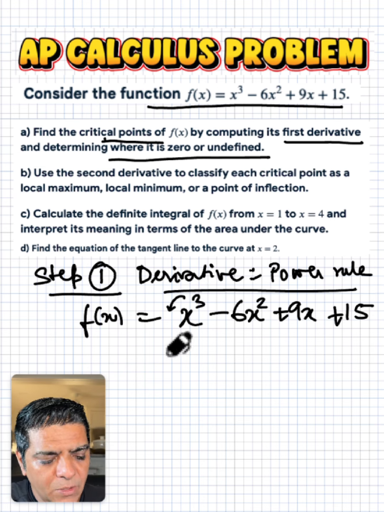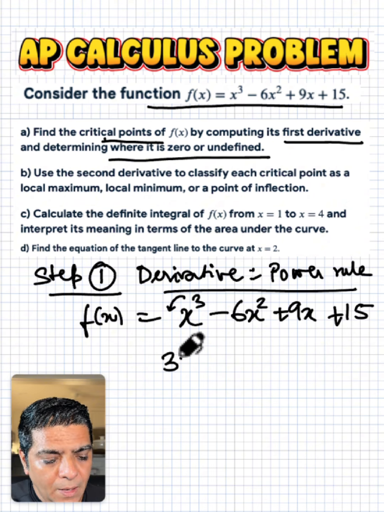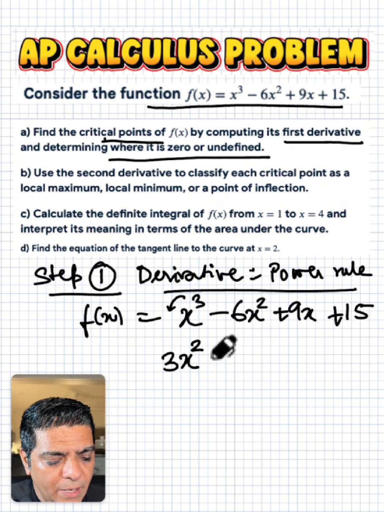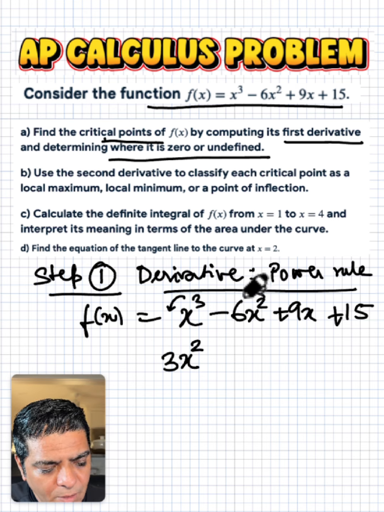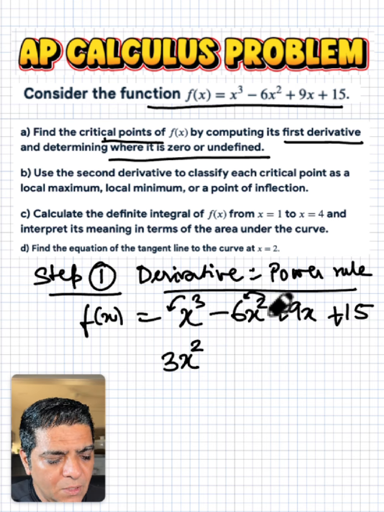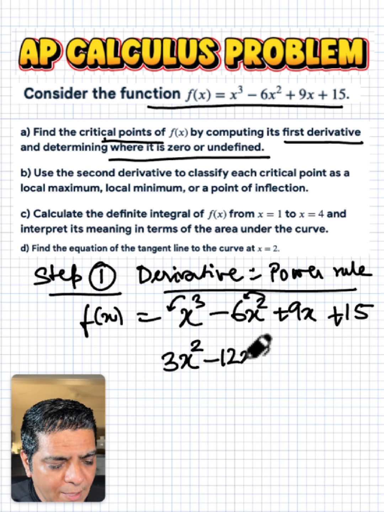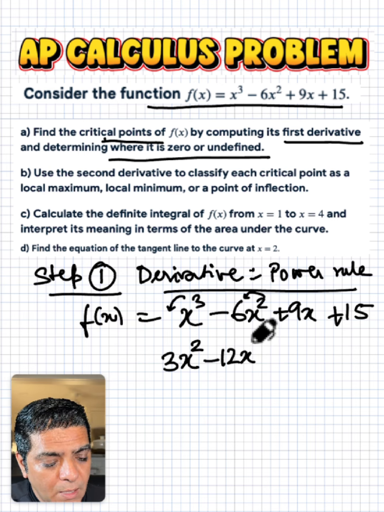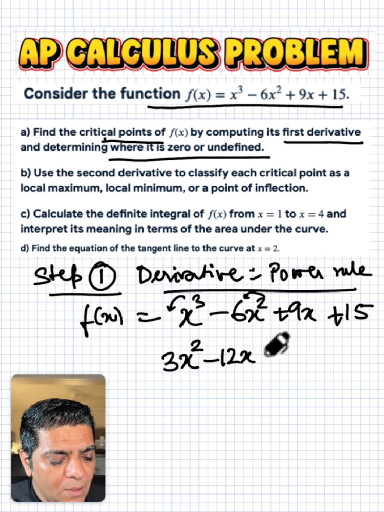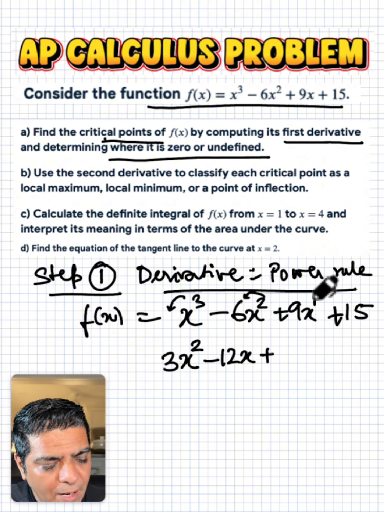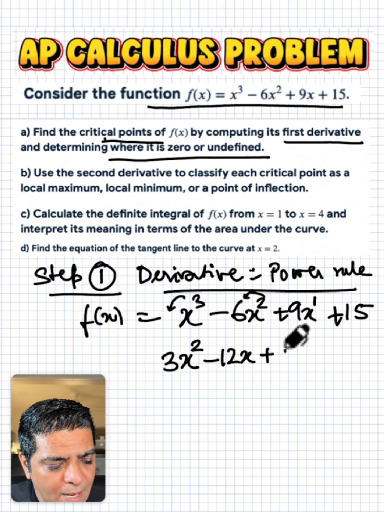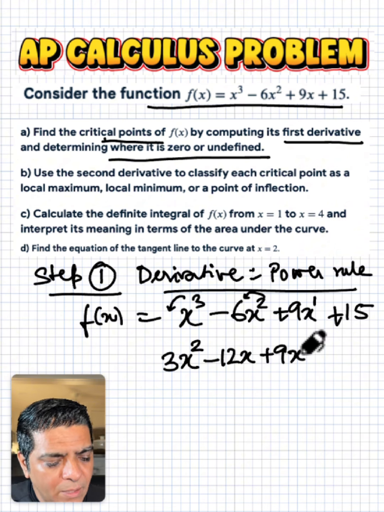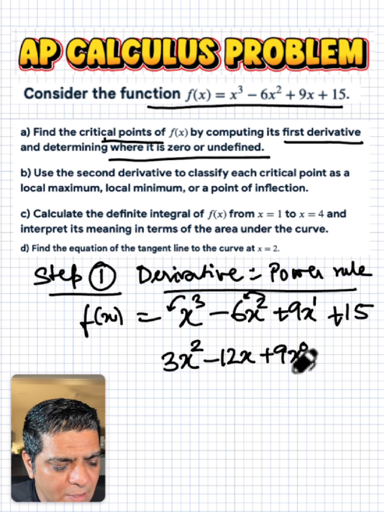So this x cubed is going to be 3x, 3 minus 1 is 2, squared. The 6x squared, the 2 is going to come in front, and negative 6 times 2 is negative 12. x, 2 minus 1 is going to be 1, so it's just going to be x. Plus, 9x to the power of 1, 1 times 9 is 9. x to the power of 1 minus 1 is 0, so that's going to be just 9.